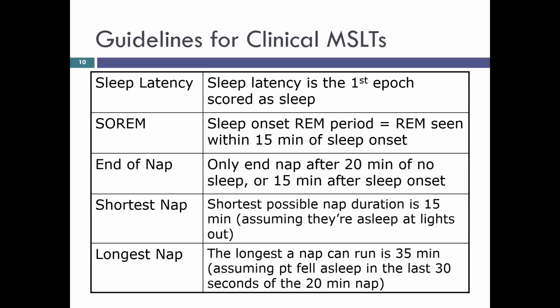If they fall asleep right at sleep onset or right at lights out, which would be 8 o'clock, then we're ending their 15 minutes. We wake them up at 8:15. If they fell asleep right at that last minute at 8:20, then they're given till 8:35 because sleep onset was at 8:20. So the nap itself, the trial, will run for 35 minutes.